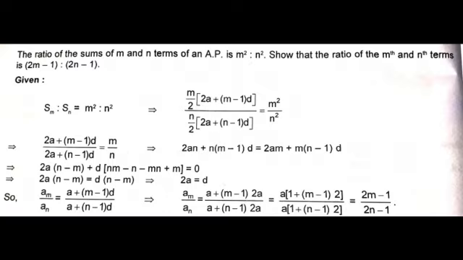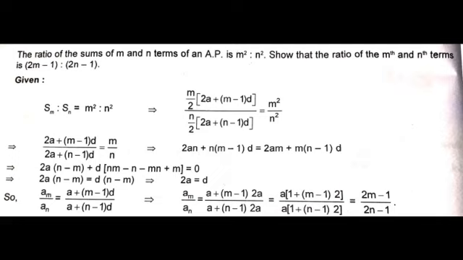As the first question, let us consider that the ratio of the sum of m and n terms of an AP is m square is to n square, so that the ratio of the mth and nth terms is 2m minus 1 is to 2n minus 1. In the question, it is given that the ratio of the sum of m terms to the sum of n terms is m square is to n square.